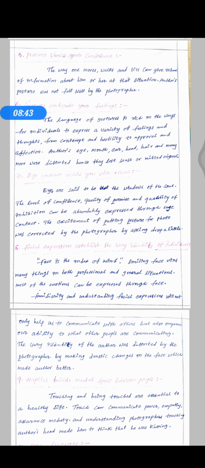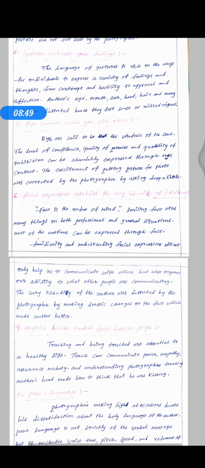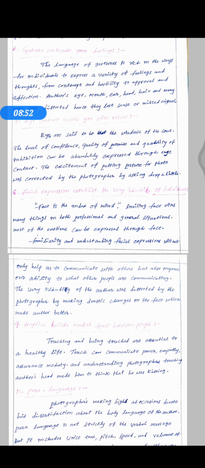The language of gestures is rich in ways for individuals to express a variety of feelings and thoughts, from contempt and hostility to approval and affection. The other's eye, mouth, ear, head and many more were destroyed. Hence, the last sense of originality was missed.